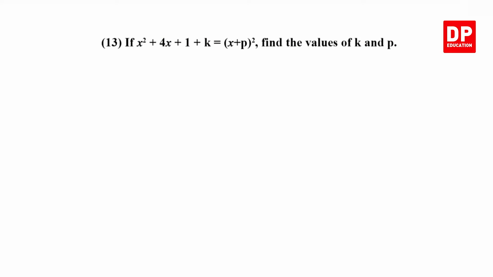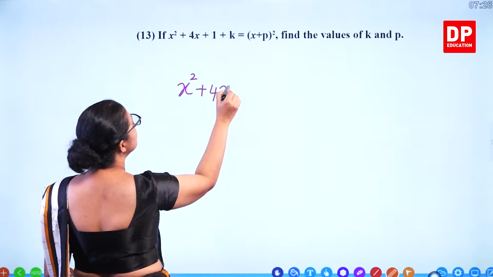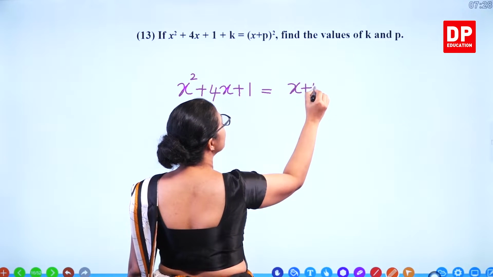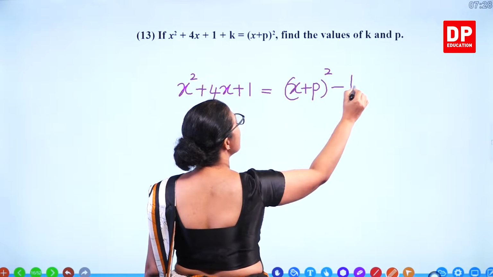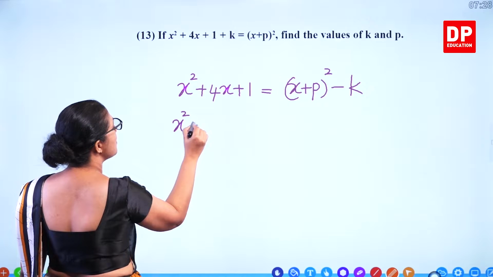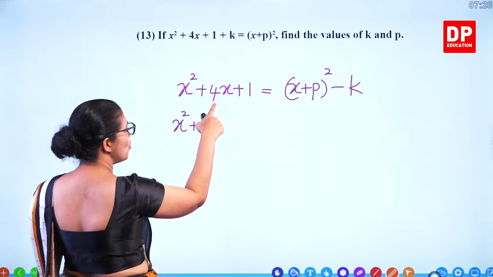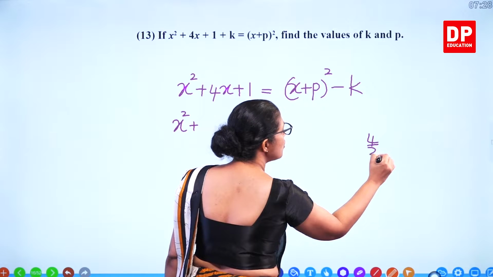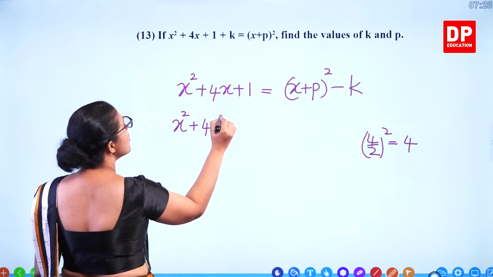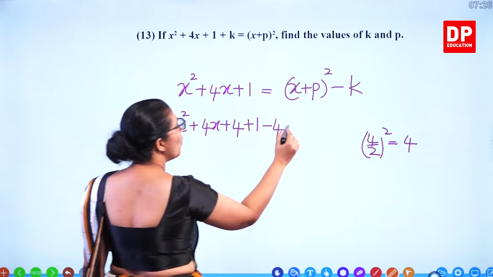Question number 13. Find the values of K and P. So this is a quadratic expression. And here I want to take K to the other side. That's unknown. I can write minus K. Now use completing square method. So how you find out the completing square method and find the square term? Divide the x term by 2. 4 divided by 2, you get 2. And square it, you get 4. So you are adding 4 to make a square term. In order to get no difference, you subtract 4. That's equal to this.